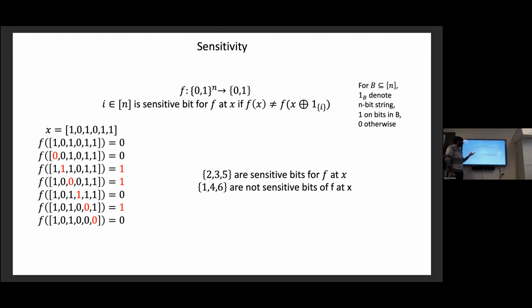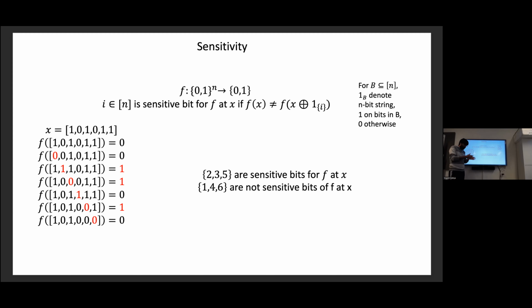For a function at an input x, we say that the bit i is sensitive if by flipping the ith bit, the function value changes. Such a bit will be sensitive. For example, here we have an example. If we flip the first bit, the function value is not changing. If we flip the second bit, the function value is changing. So the second bit is sensitive, the third bit is sensitive, and the fifth bit is sensitive. So that's how you define sensitivity.